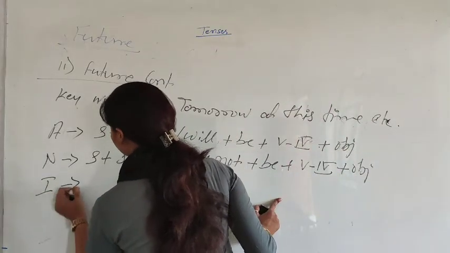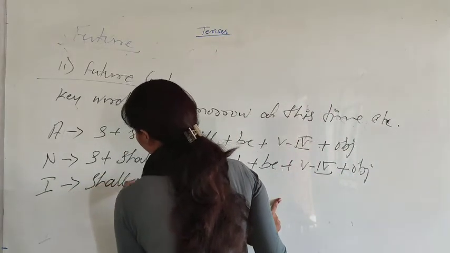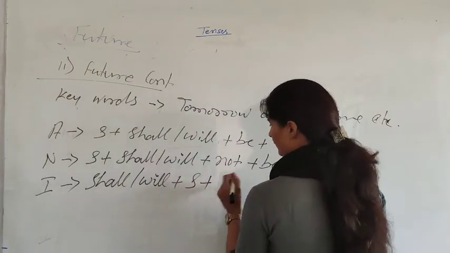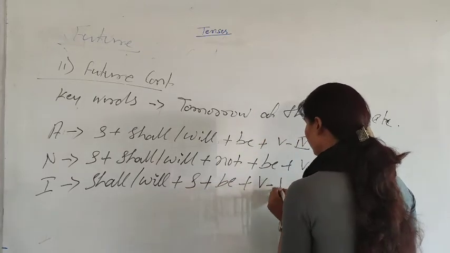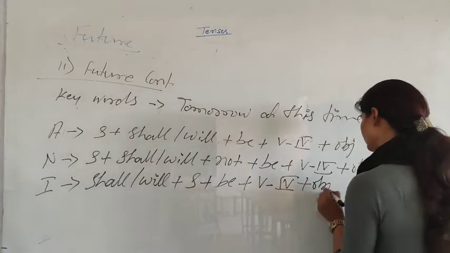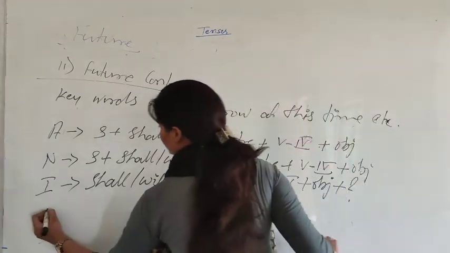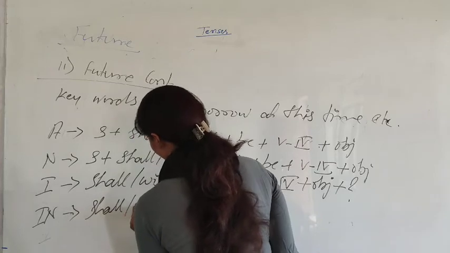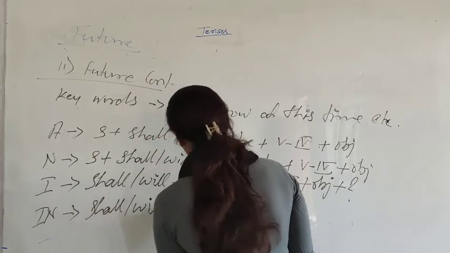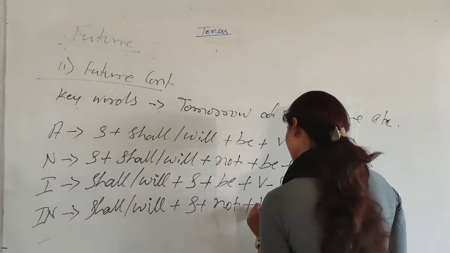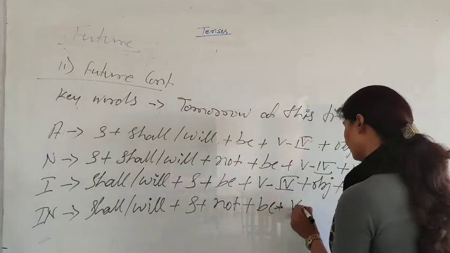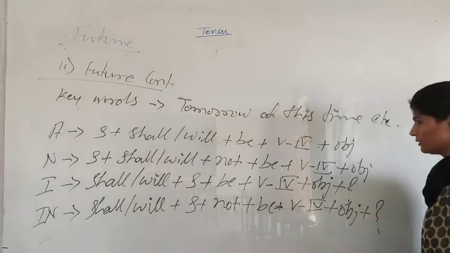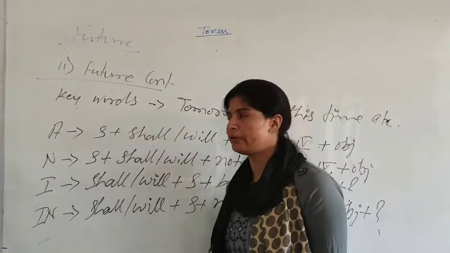Interrogative is shall/will plus subject plus be plus verb fourth form plus object and plus question mark. Interrogative negative is shall/will plus subject plus not plus be plus verb fourth form plus object and plus question mark. So this is your future continuous.